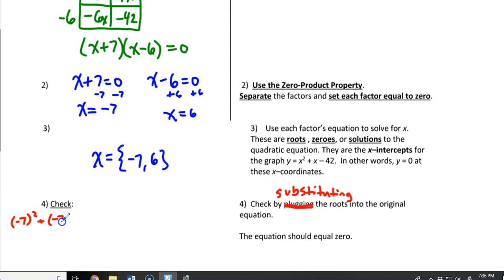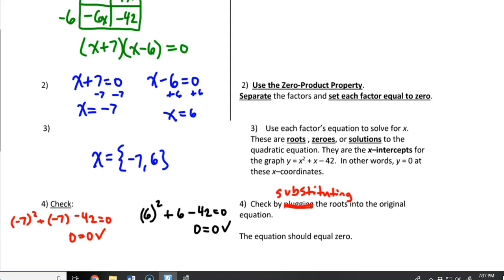So I'm substituting in negative 7 into that original equation, and I want to see if it equals 0. 49 minus 7 is 42. 42 minus 42 is 0. Yep, that equals 0. Now the other, I'm going to substitute in a 6, so no harm in putting parentheses around the 6 either. Okay, so let's check this one out. We've got 36 plus 6, that's 42. 42 minus 42, yep, that's 0. You can use a calculator, but we also can figure it out in our head.